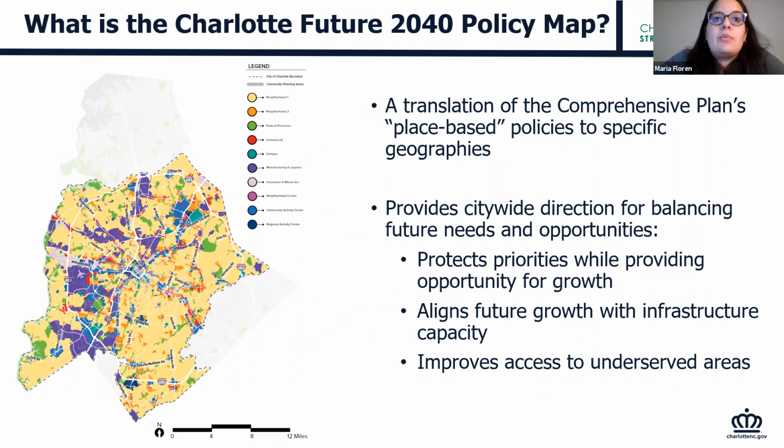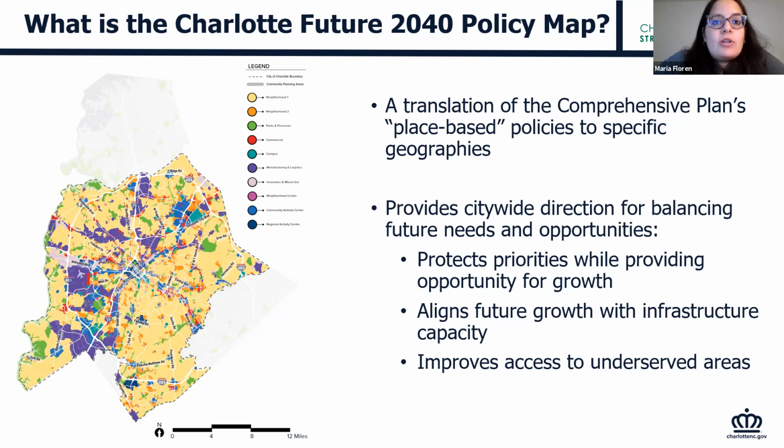For example, the plan recommends providing higher density housing along major thoroughfares and transit lines so we can align future density with our transportation infrastructure. This mapping effort will identify where there are opportunities to realize that goal throughout the community. When adopted, the Charlotte Future 2040 policy map will replace the city's current policy map called the Future Land Use Map.